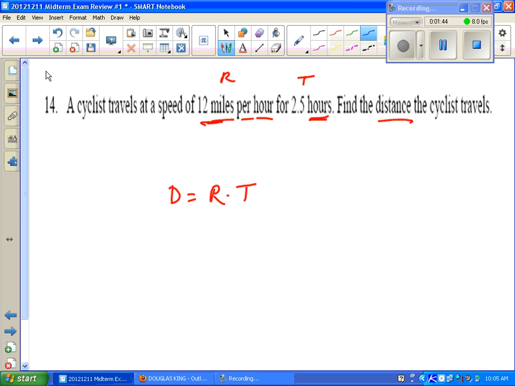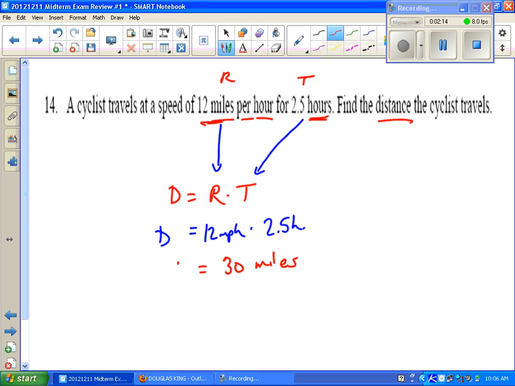Miles per hour, since that's your rate, is going to go in place of R. So 12 miles per hour times 2.5 hours, which is your time. That equals your distance. When you multiply 12 times 2.5, the easiest way to do it is 12 times 2 is 24. And then 12 times a half. Half of 12 is 6. So 30 miles is your distance.